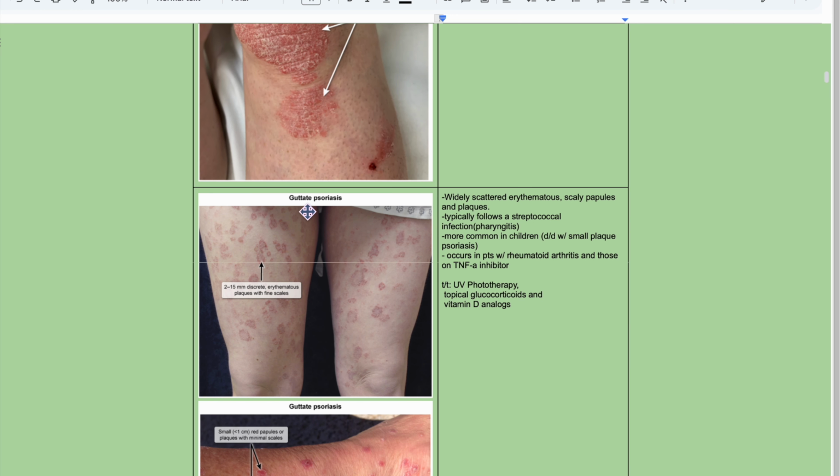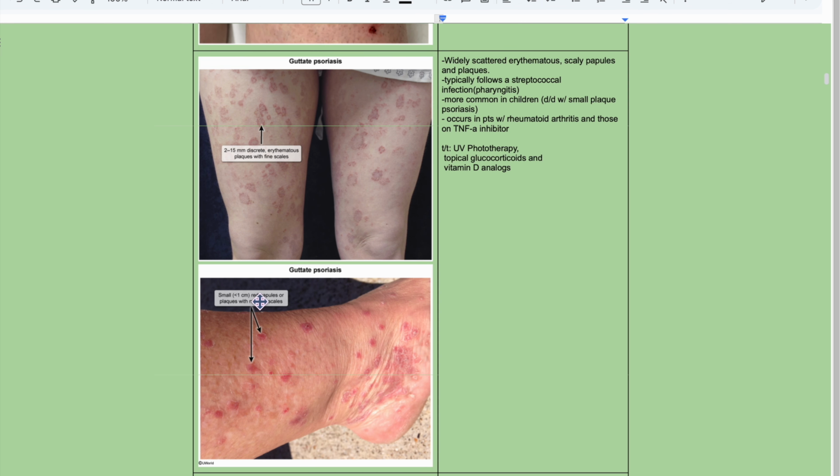Okay, guttate psoriasis. So these are 2 to 15 mm discrete erythematous plaques with fine scales. Kind of looks like a leopard print. Right, so again, small, less than 1 centimeter, red papules or plaques with minimal scales.